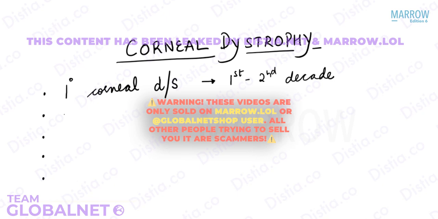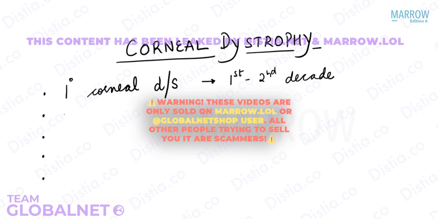Right, guys? So first of all, what we need to understand about corneal dystrophies is that dystrophies are primary corneal diseases. That means they straight away affect the cornea. They are not manifestations of some systemic disease. They present usually in the first to second decade of life.